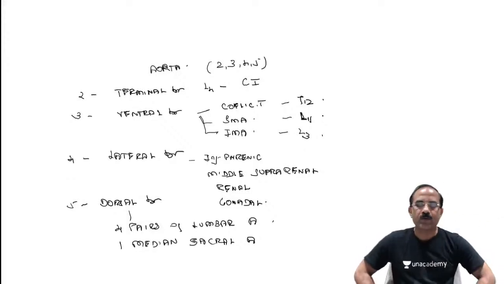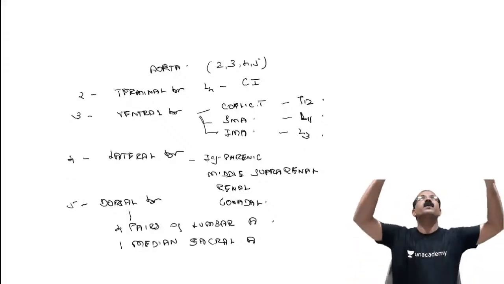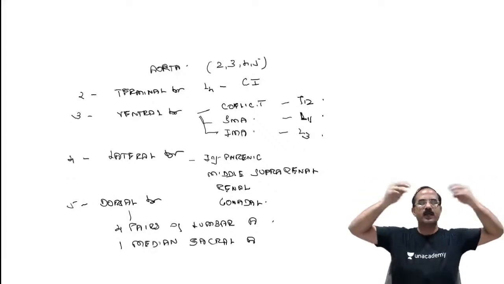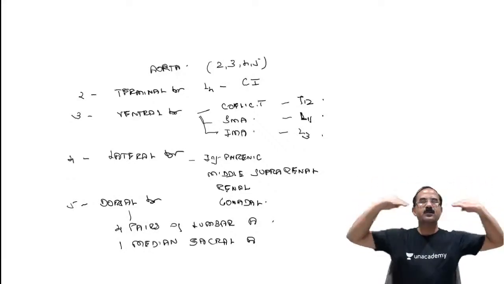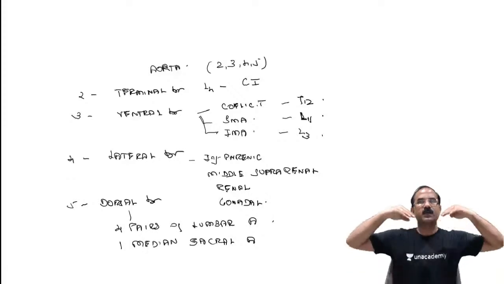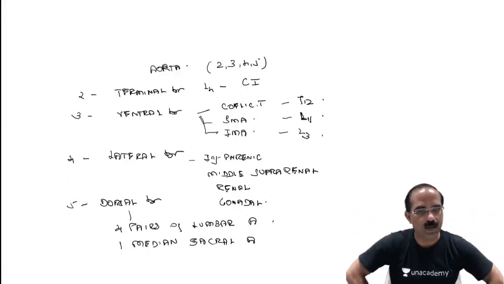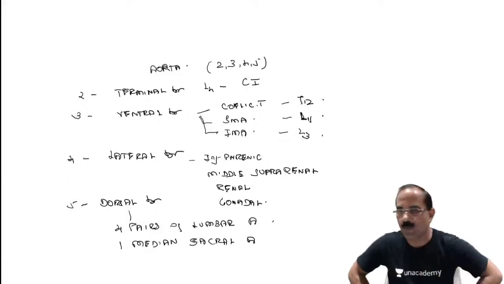Hindgut. 4 lateral branches. The first one going to supply the diaphragm from the inferior aspect. What's that? Inferior phrenic artery. Second is the middle suprarenal artery. Third is renal. And the fourth one is gonadal artery. Gonadal will be testicular or ovarian.